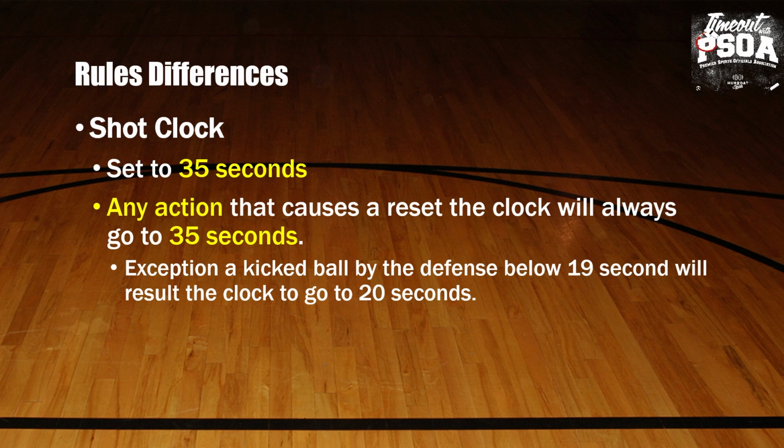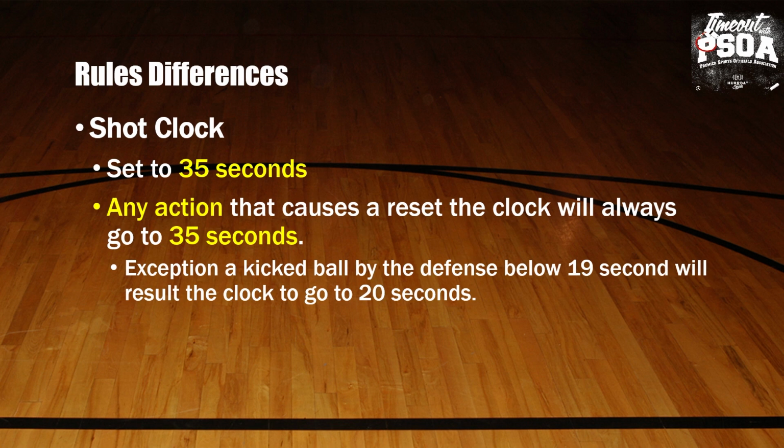If both teams agree, they can be using the shot clock. So when we get into the video, there are a lot of rule differences in shot clock administration between college and high school, and we'll go through a bunch of examples. But it is 35 seconds in high school, not 30, and any action that causes a reset, the clock will always go to 35 seconds. It won't stay the same. It won't go to 20.